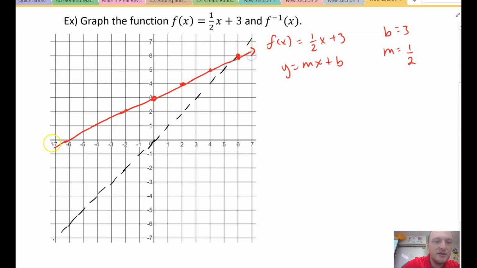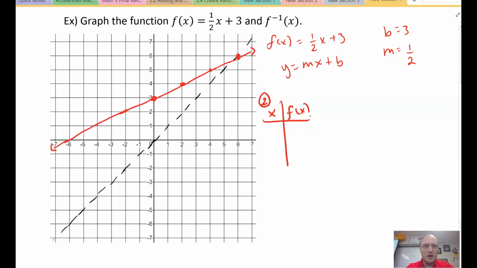Okay, so here is my line. Now, I'm going to choose 3 points. This is step 2. So step 2, I'm going to choose 3 points. So here's x and f of x.